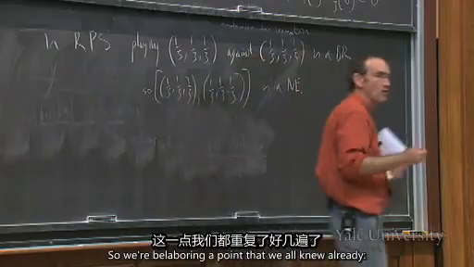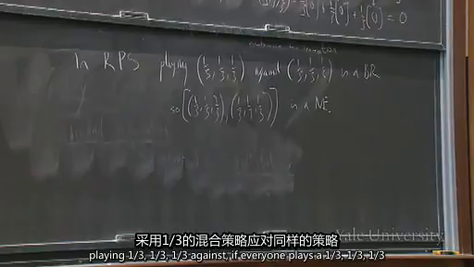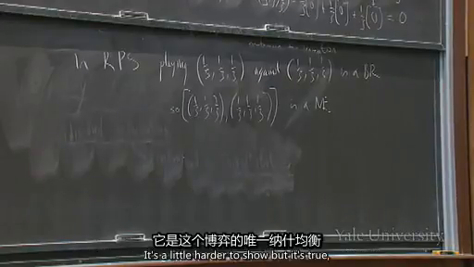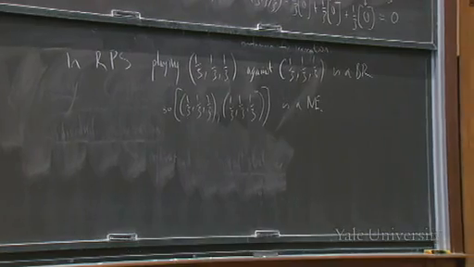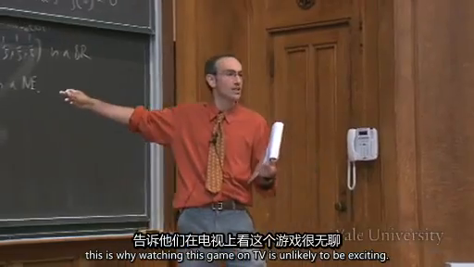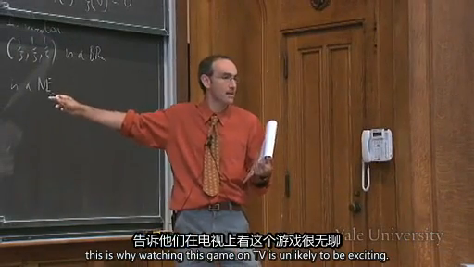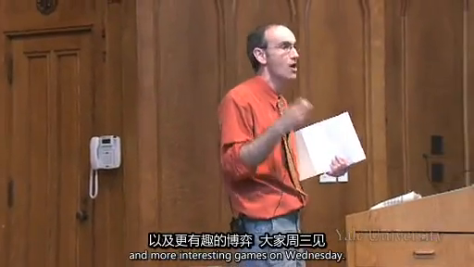So we're belaboring a point that we all knew already. Playing a third, a third, a third, if everyone plays a third, a third, a third, that is a Nash equilibrium. It's a little harder to show, but it's true that that's the only equilibrium in the game. And before you go, if any of you know the people who run ESPN, this is why watching this game on TV is unlikely to be exciting. All right? We'll come back and look at other mixed strategies and more interesting games on Wednesday.